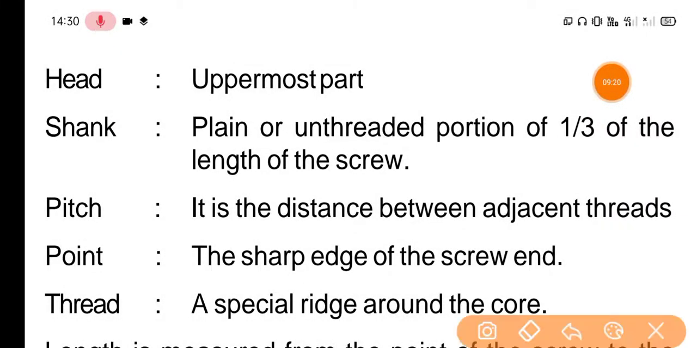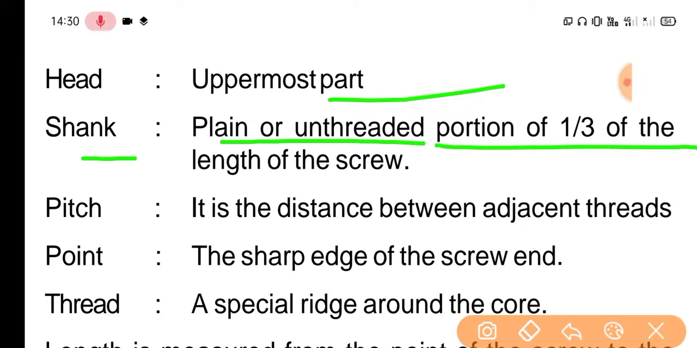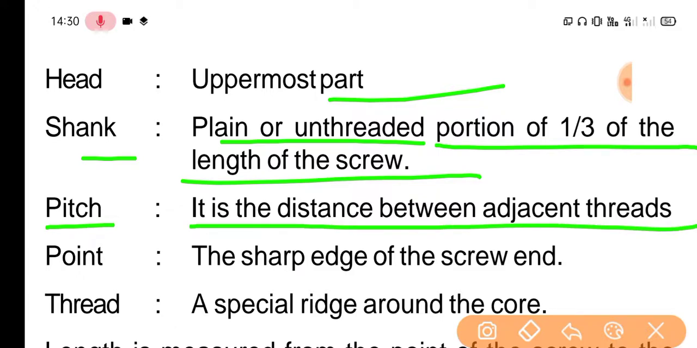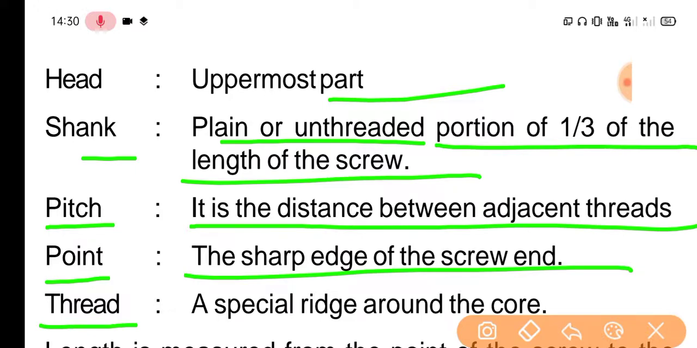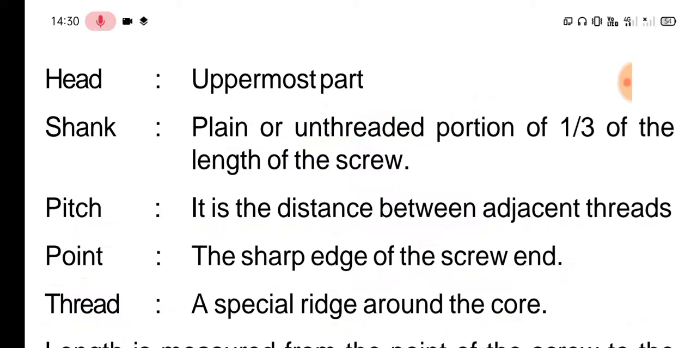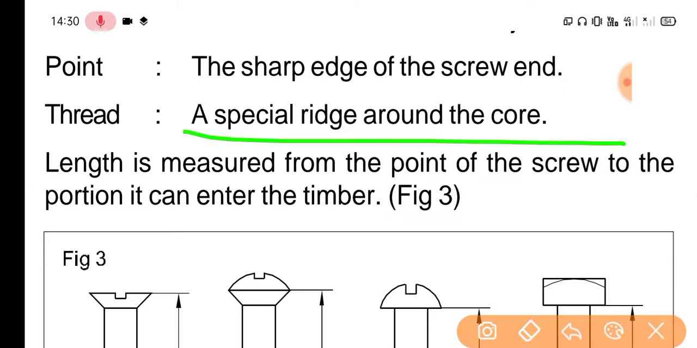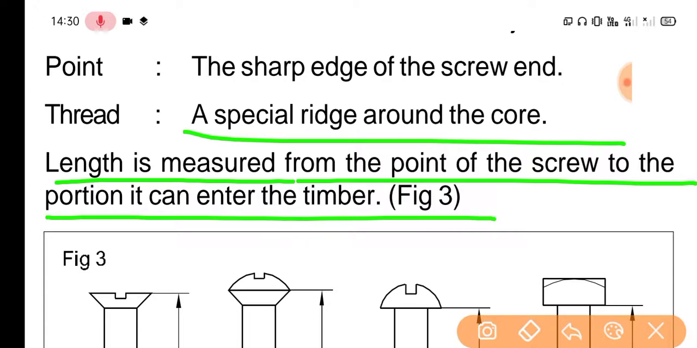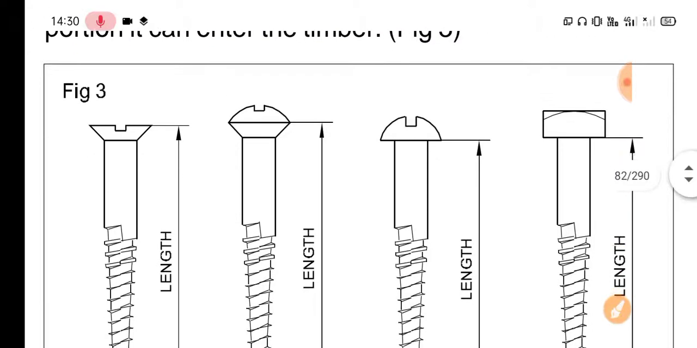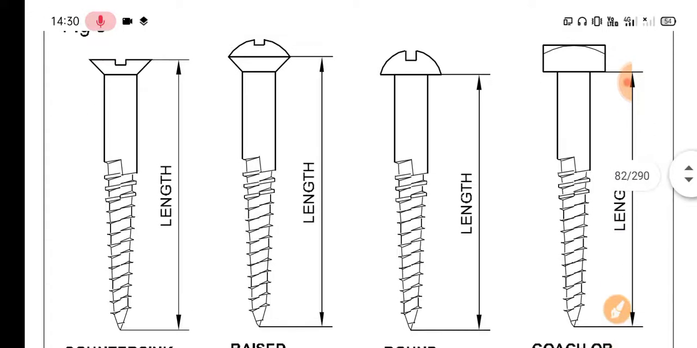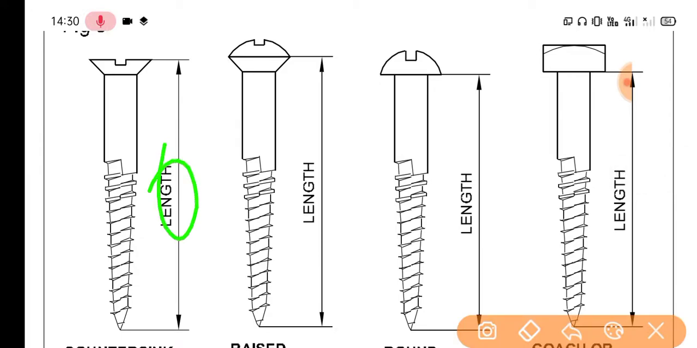Head is the uppermost part. Shank is the plain or unthreaded portion, about one third of the length of the screw. Pitch is the distance between adjacent threads. Point is the sharp end of the screw. Thread is a spiral ridge around the core. Length is measured from the point of the screw to the portion that can enter the timber. Given in picture 3, these are the different types of length.